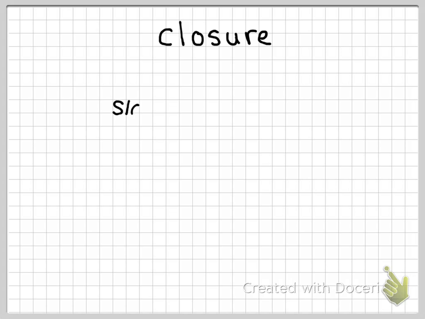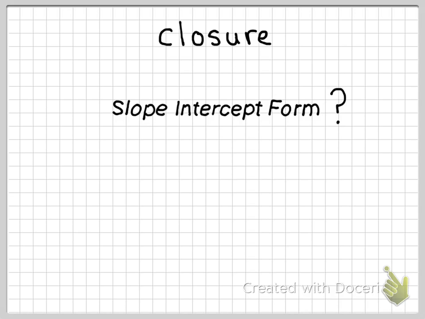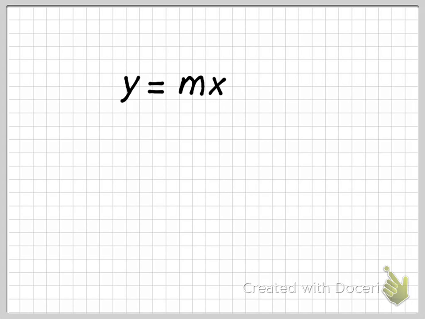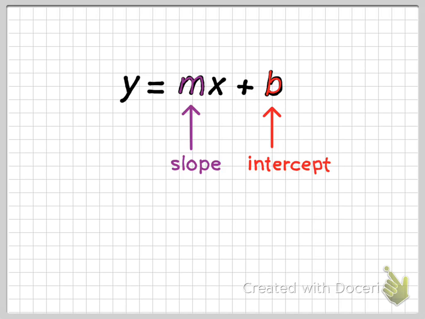So in closing, slope-intercept form. What is it? It is written in the form y equals mx plus b. And in this form, m is what? M is the slope, and b is the... I hope you said, the y-intercept.